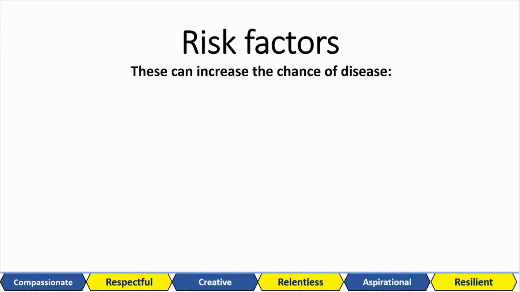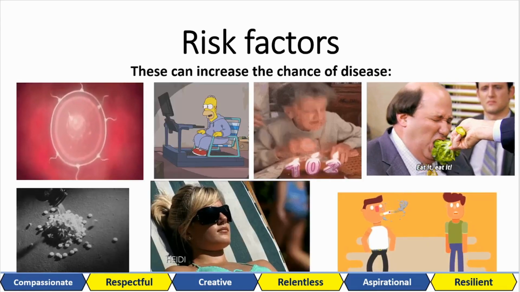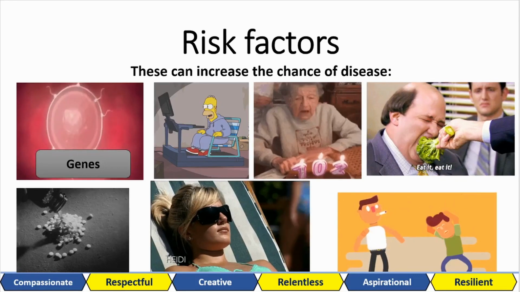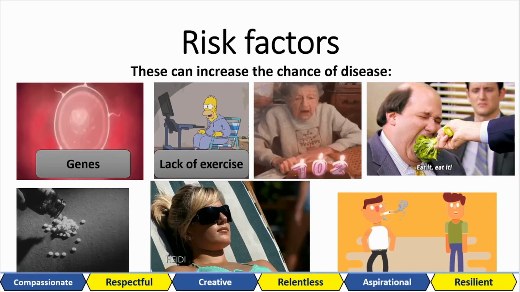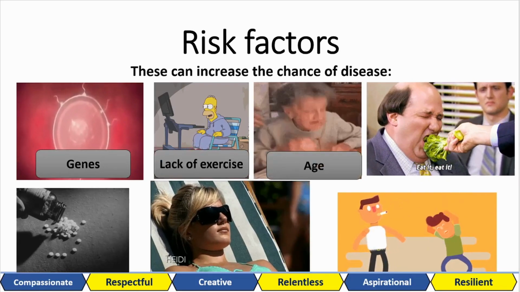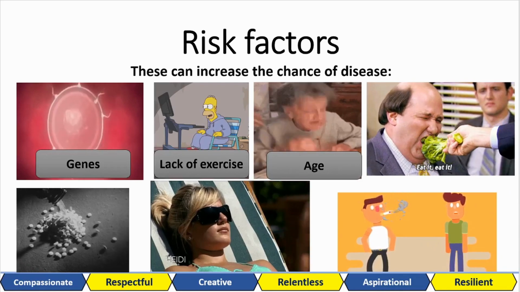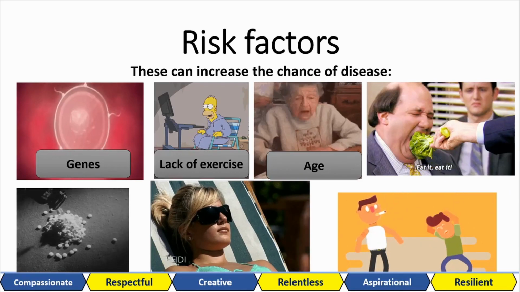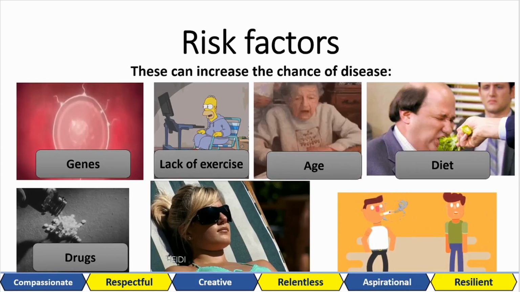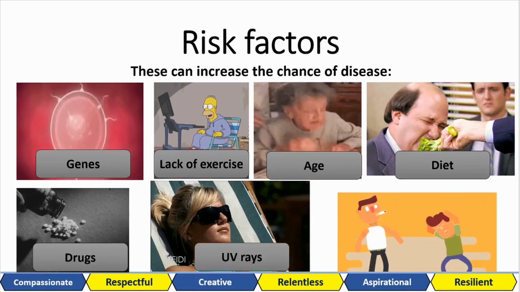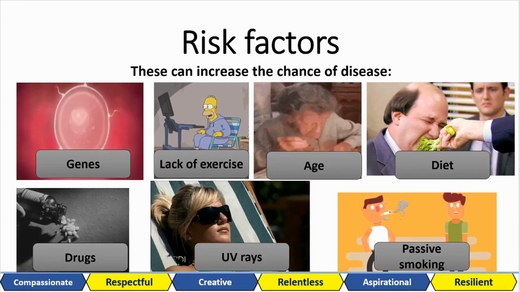There are several factors that can increase your risk of a disease. You could have genes that make it more likely for you to get certain diseases. Lack of exercise as well, if you're not getting your cardio and that. Age is a big one. The longer you live for, the more likely you are to get certain diseases. Of course, diet is a big one, and drugs. UV exposure can damage your DNA, and finally, passive smoking can also affect you even if you don't smoke yourself.